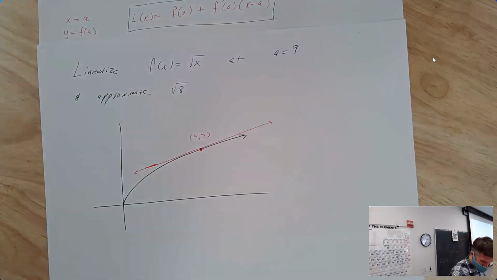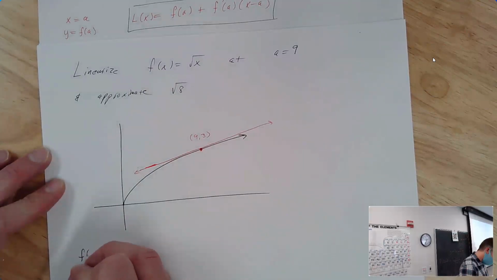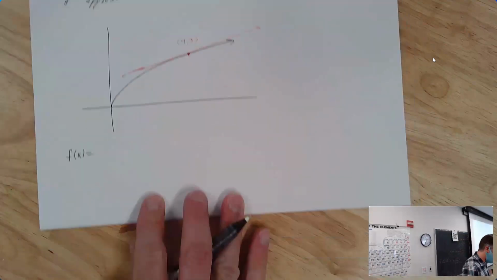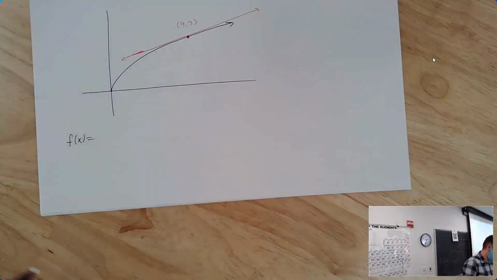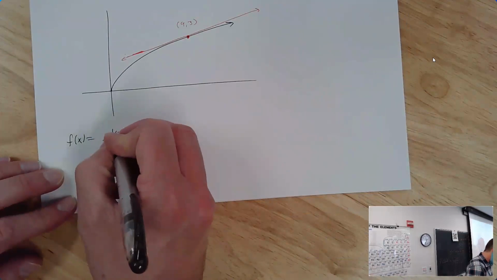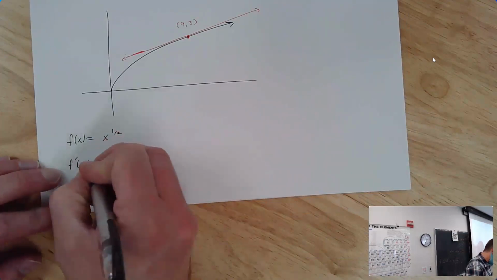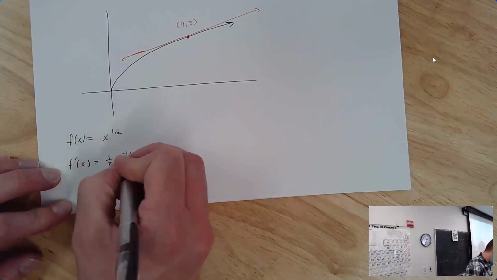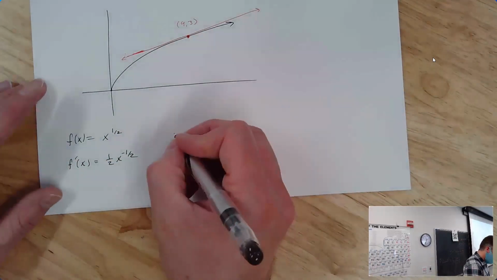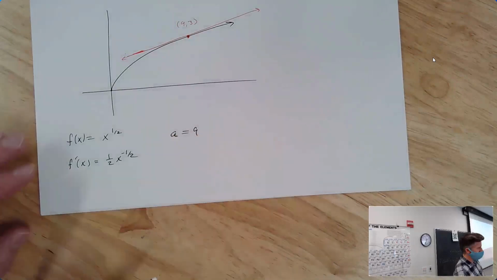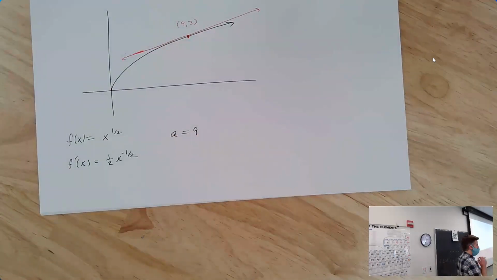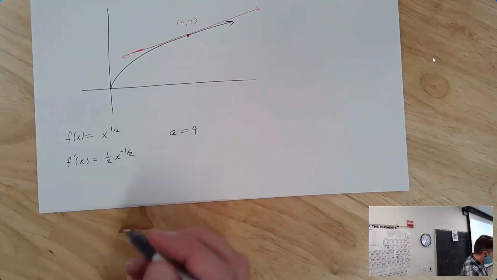But that's the idea. So my function is the square root of x, or x to the 1/2. My derivative is 1/2 x to the negative 1/2. And importantly, the place you are linearizing things at should always be a value that's easy to plug in. It's easy to take the square root of 9. It's not easy to take the square root of 8. I don't know what that is. So that's the idea.